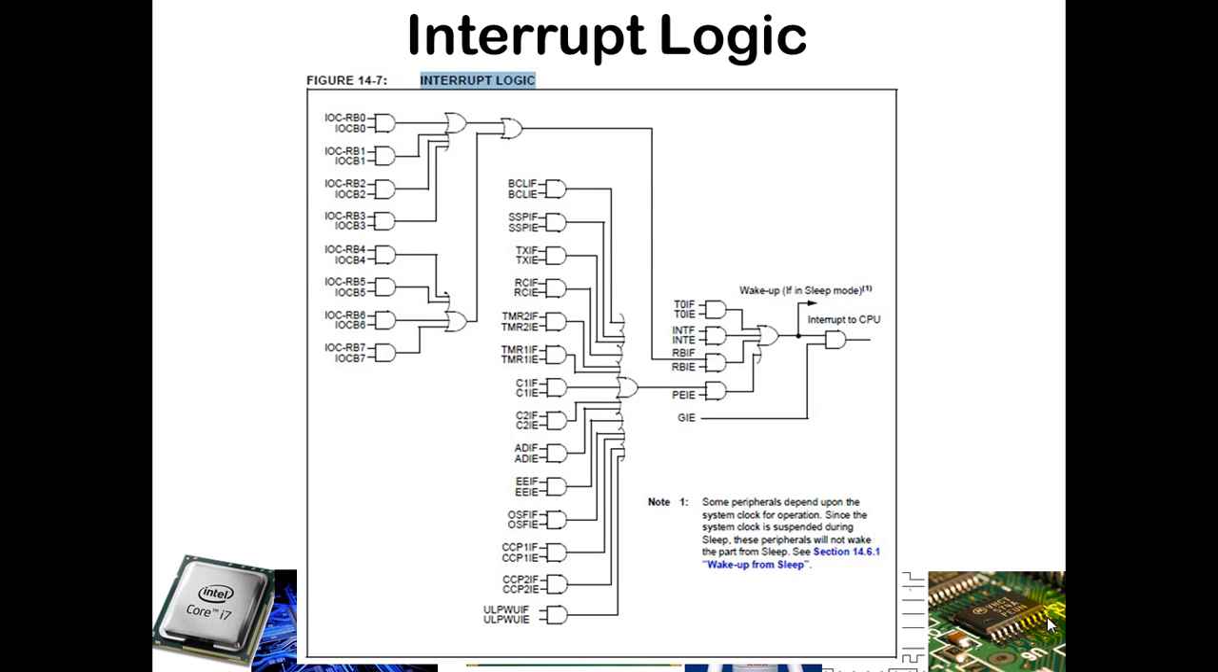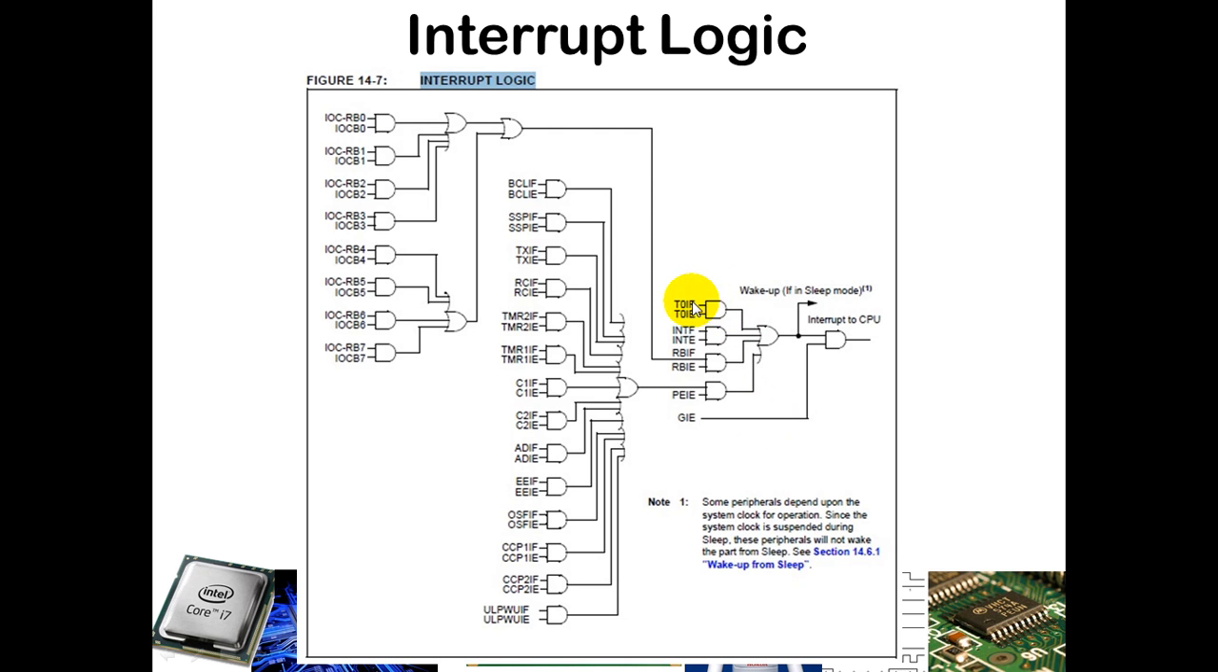So here is figure 14.7 from the data sheet for the PIC16F887, and this shows a little bit of the interrupt logic. Over here you have an AND gate that determines whether you're going to interrupt the CPU at all, and you'll notice that's ANDed with the GIE bit. So if GIE is set low, it doesn't matter if you have any of these interrupts over here at all, it's not going to interrupt, because the GIE determines whether interrupts are enabled at all.